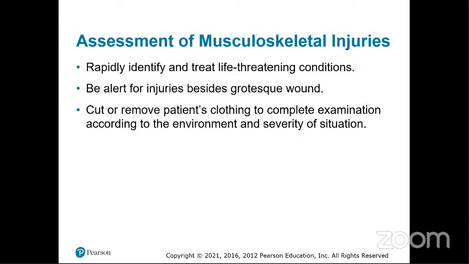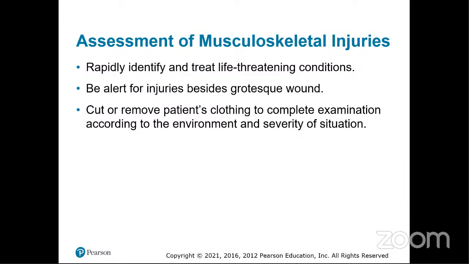A lot of the time, are those gruesome, grotesque wounds usually bleeding a ton? Not usually. Road rash is going to hurt and it looks cool, but it's not going to kill them. A laceration or breathing problems, something like that, could.